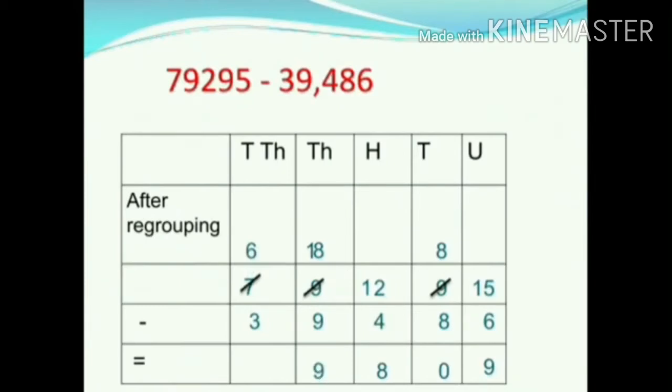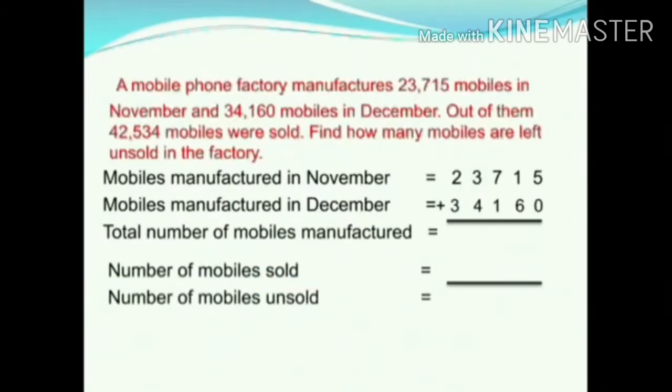Now subtract 10,000s place digits. They are 6 and 3. 6 minus 3 is equal to 3. Write 3 in the 10,000s place. Children, now we will learn about some verbal problems.